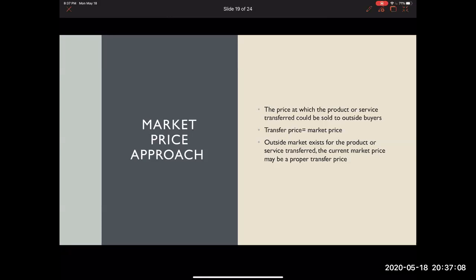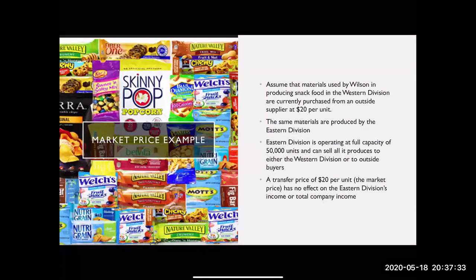All right, so one of the approaches is the market price approach. It's the price at which the product or service transferred could be sold to an outside buyer. In that case, the transfer price is equal to the market price. So if an outside market exists for the product or the service transferred, the current price may be a proper price. That sounds like a whole bunch of mumbo jumbo, but let's put that into perspective.